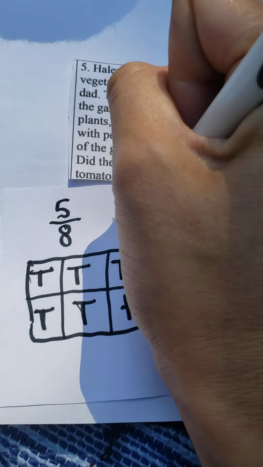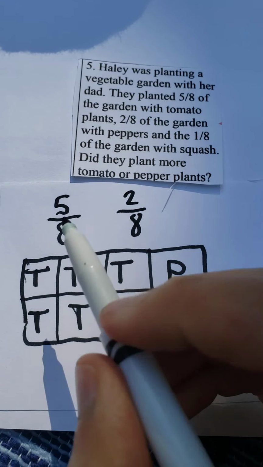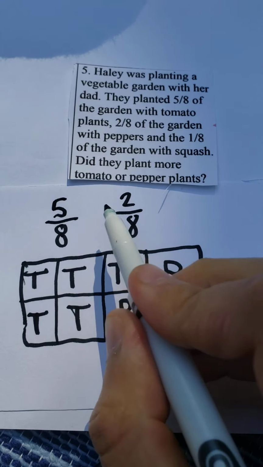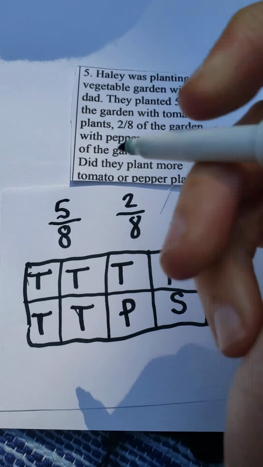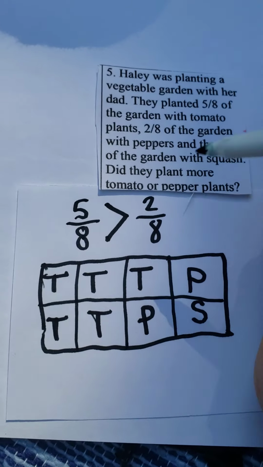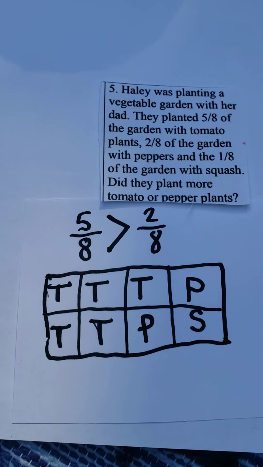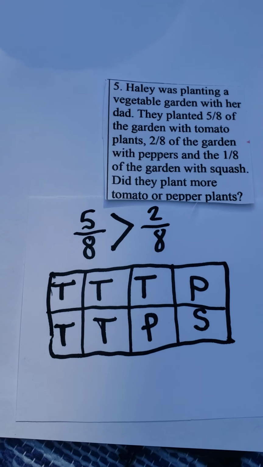2 out of 8 is peppers. So they both have 8 in the denominator. The one with more in the numerator is greater. 5/8 is greater than 2/8. Or 2/8 is less than 5/8.